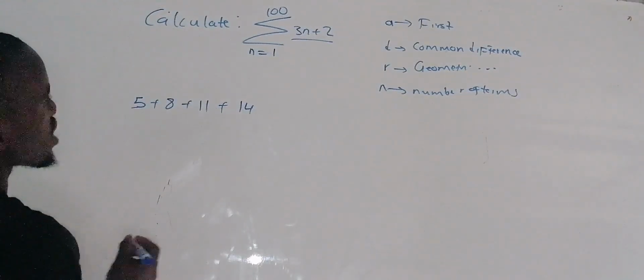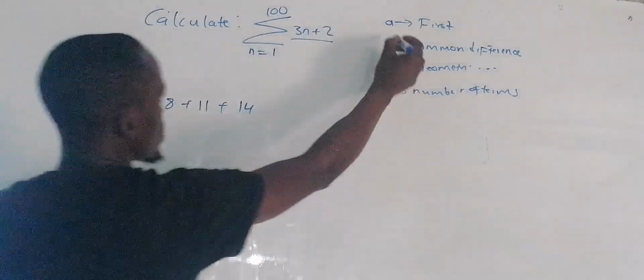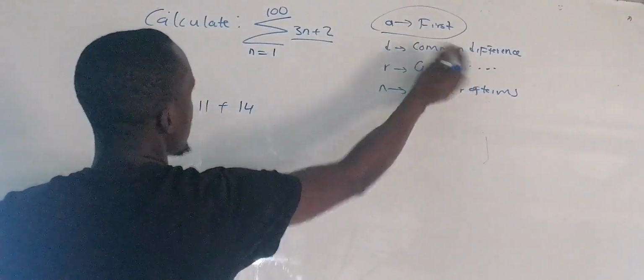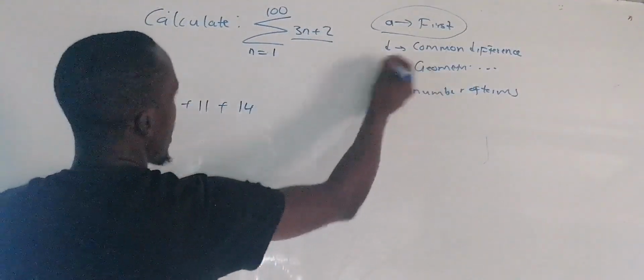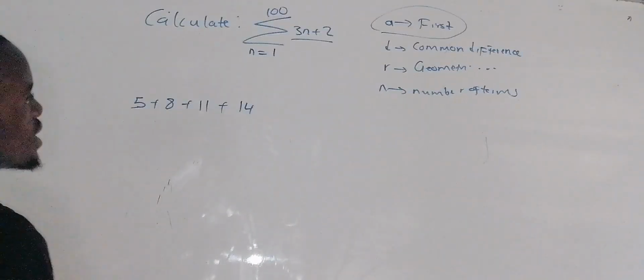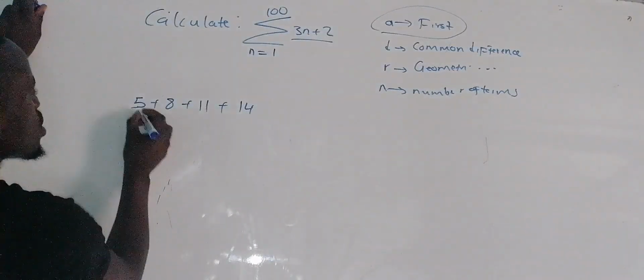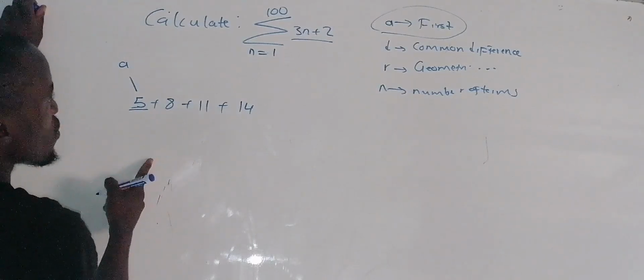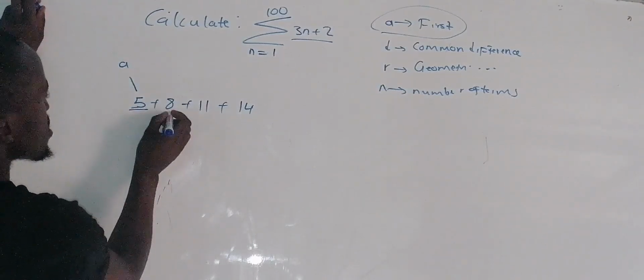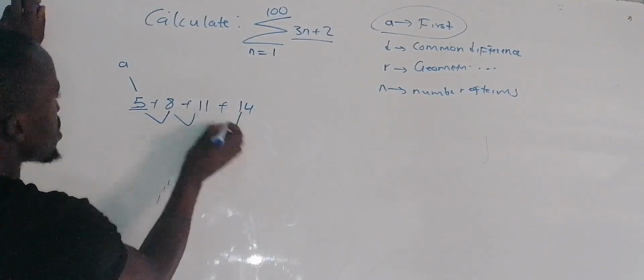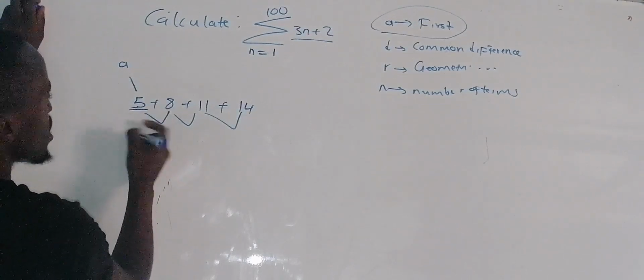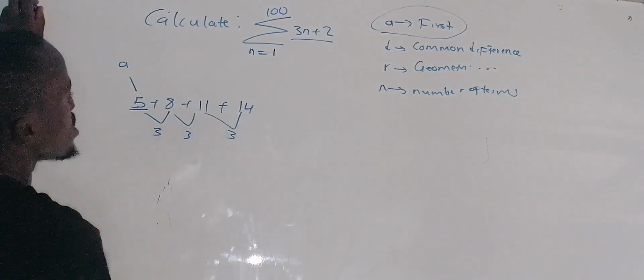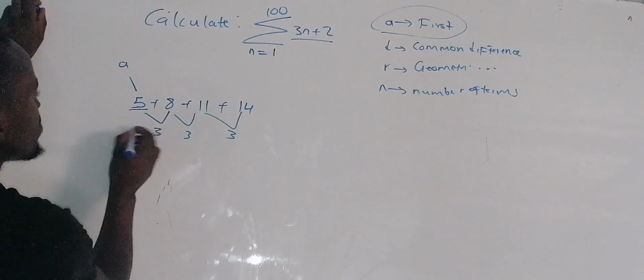We are not looking for a general term because we already have it. We want the first term, the common difference if it's arithmetic, the r if it's geometric, the last term, and the number of terms. So we already have a, we are happy with that. So what type of sequence or series is this? It's linear, because 8 minus 5 is 3, and 3. So it's linear. We have d, we are happy.